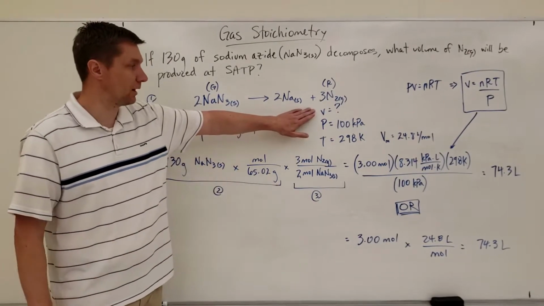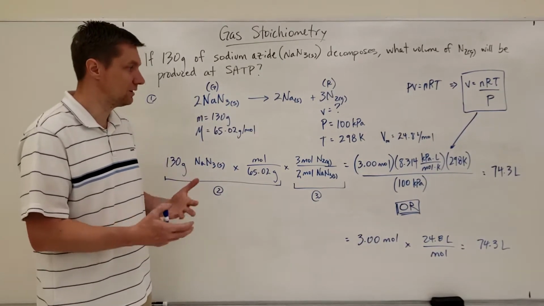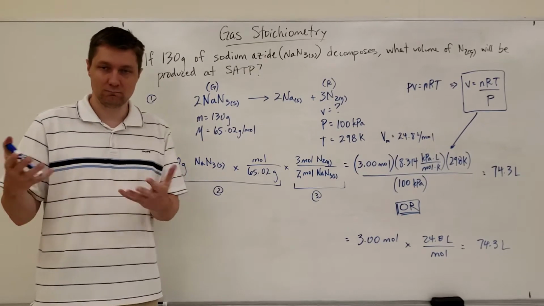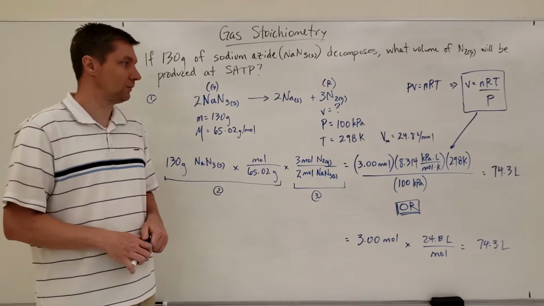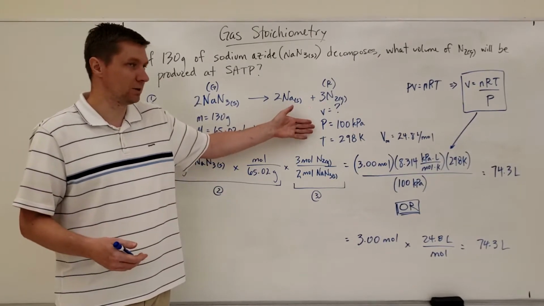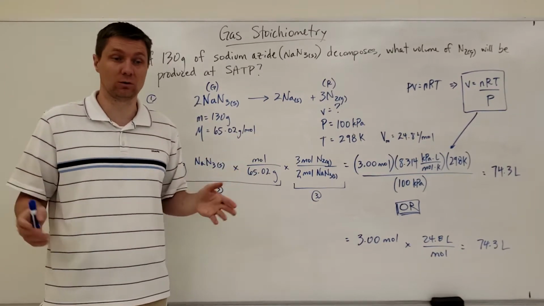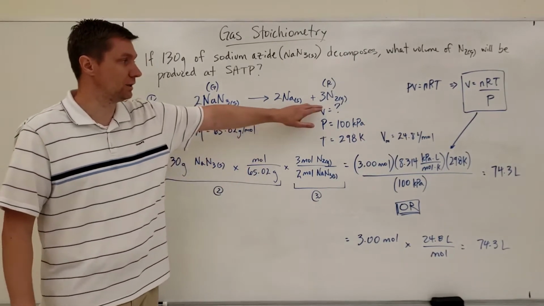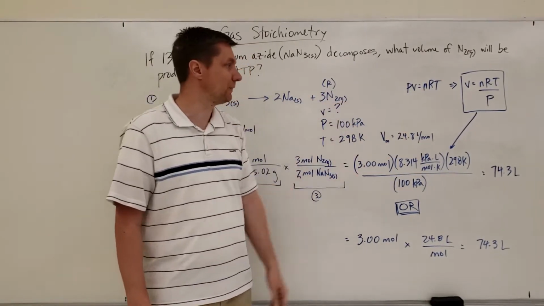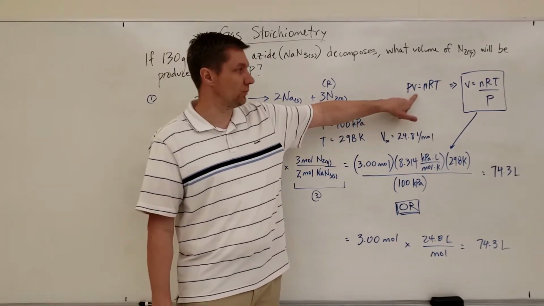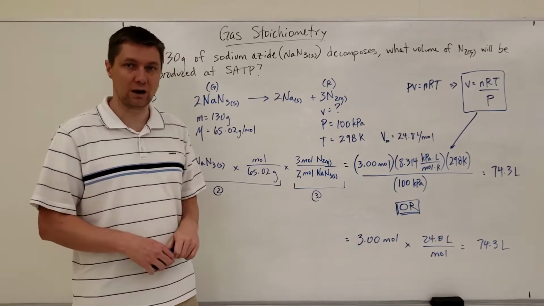And so in this step, I am going to calculate the volume of nitrogen gas, but I have to use the information that I have made up to this point to do that calculation. Because I'm not being asked to calculate a mass here, I don't need the molar mass. I'm not going to use the molar mass. And so to calculate volume, because this is a gas, I'm going to use the ideal gas law, PV equals nRT.